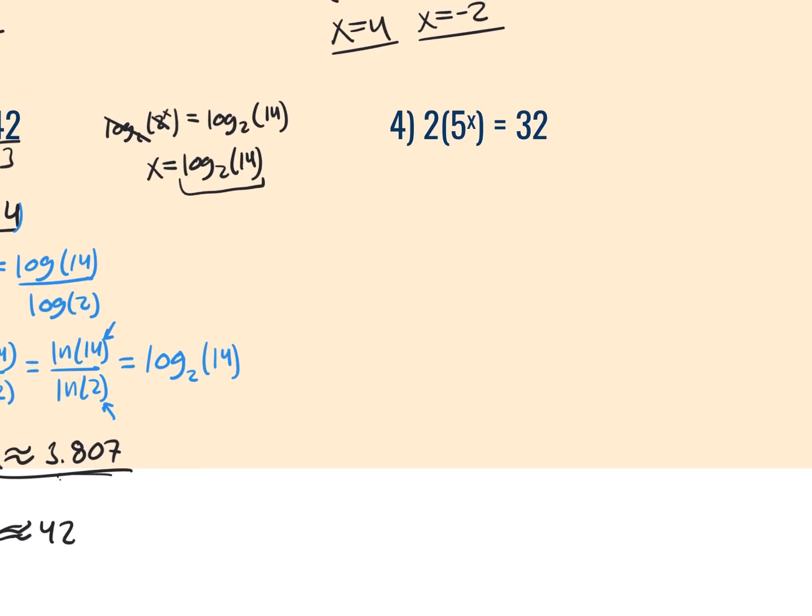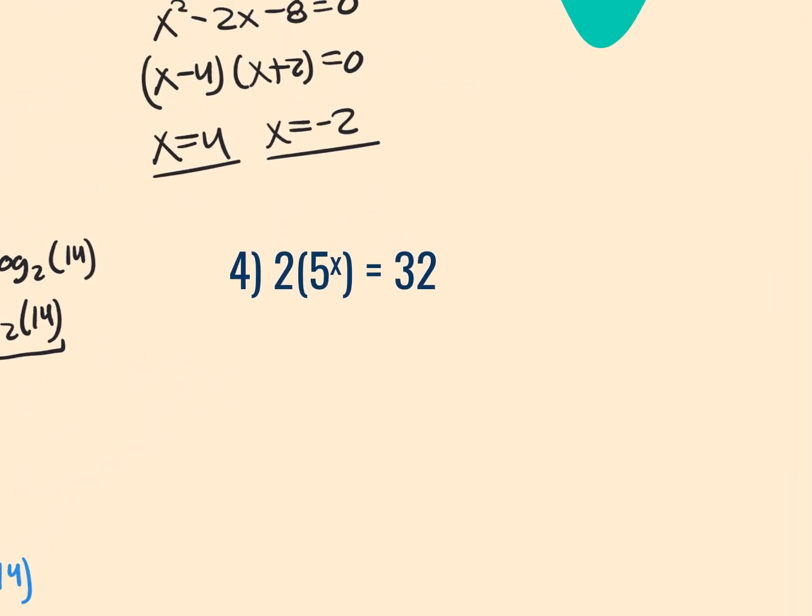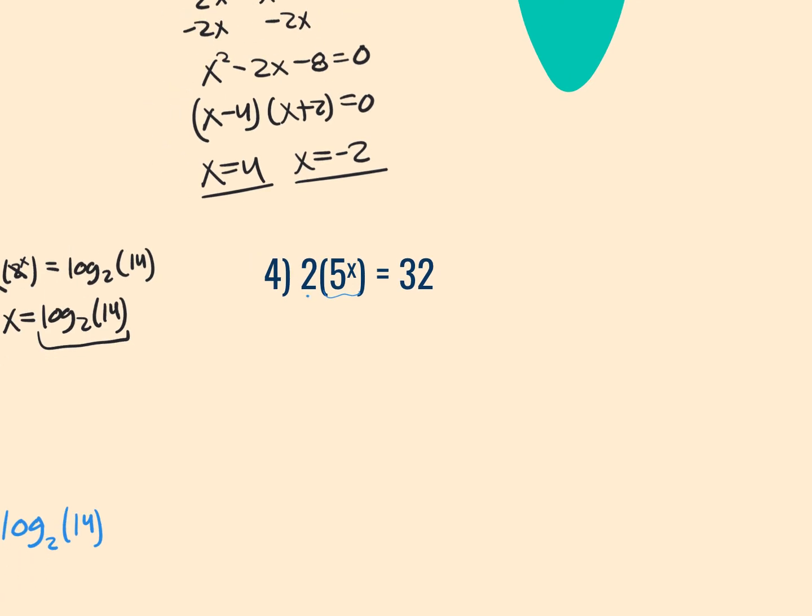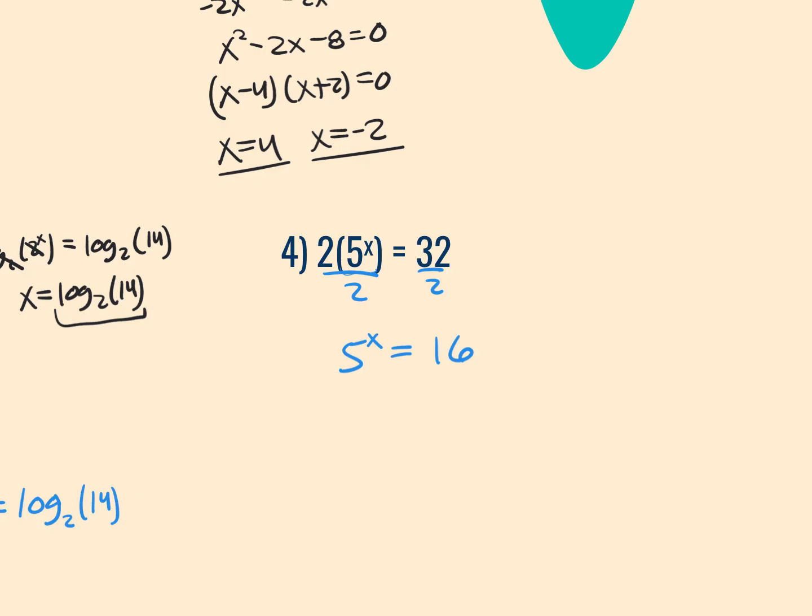All right? We can try the exact same thing with the next one, right? So again, you can get whatever has the exponent completely by itself. And in this case, what has the exponent is this 5 to the x. So what I'm going to do to get it by itself is divide by 2. So I get 5 to the x equals 16. And again, right, there's really nothing that we can do to get these to have the same base. So you can log or ln both sides.